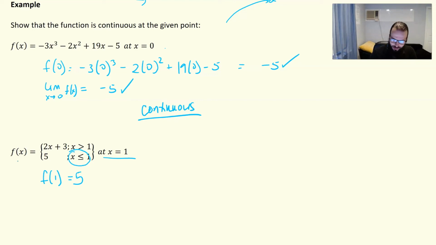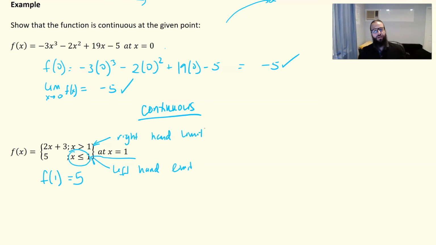Now the limit here gets a little bit interesting, because the bottom part of the function is basically a left-hand limit, because that is where the function is defined for all values less than 1. And we're going to take the right-hand limit here. And if those two limits are equal, then we'll have our limit.